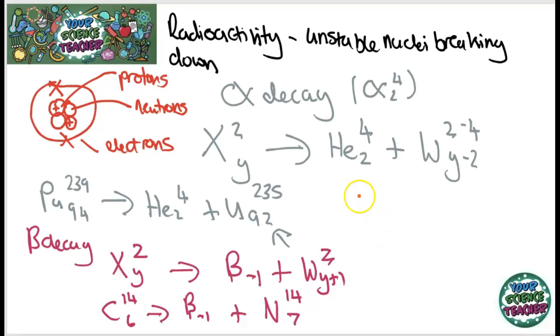And finally, we have something called gamma decay. Gamma decay is the easiest one to look at because nothing really changes inside the nucleus. It's an electromagnetic wave that is released. You'll remember from the topic of waves in paper 2, we look at gamma waves, and that is what is being released. And usually it accompanies alpha and beta decay.